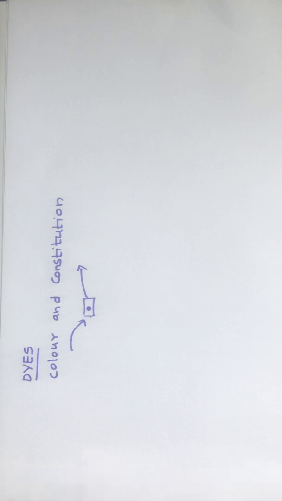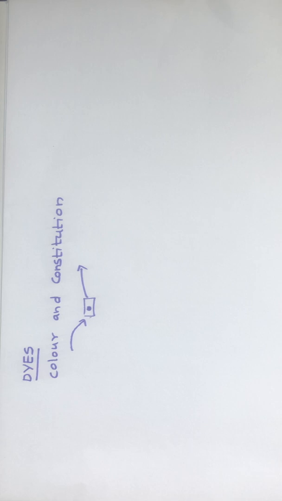If a substance absorbs UV light, then it appears colorless to us because we cannot sense the UV light that is reflected. Our eyes can only sense the visible portion, that is the light that falls between 400 to 700 nanometers. If the substance absorbs visible light, then only it looks colored to our eyes.